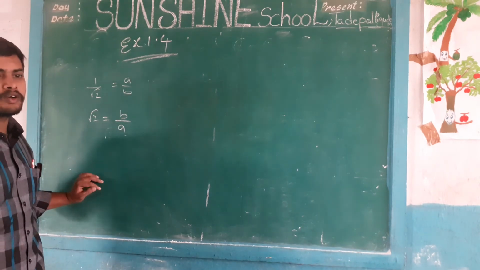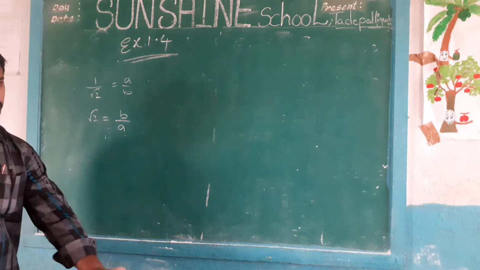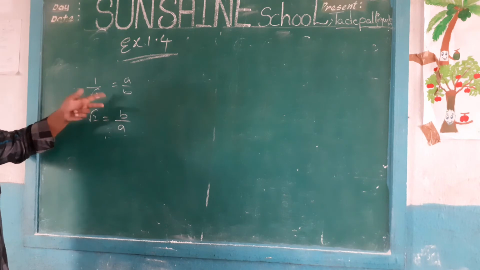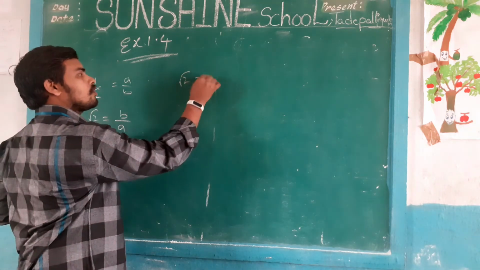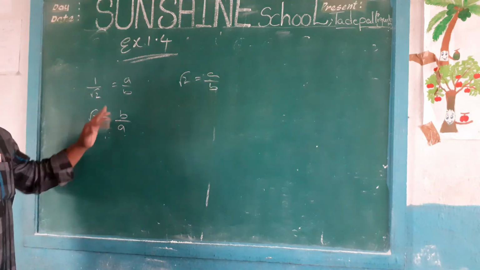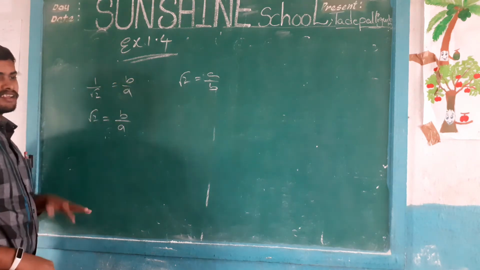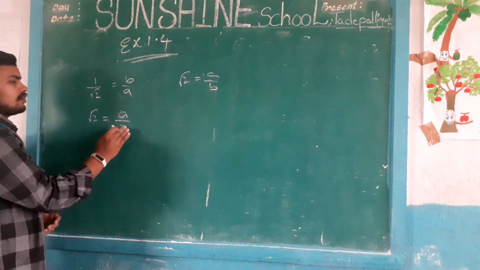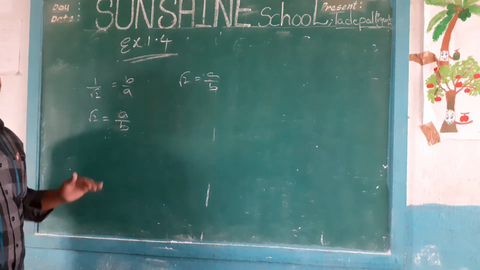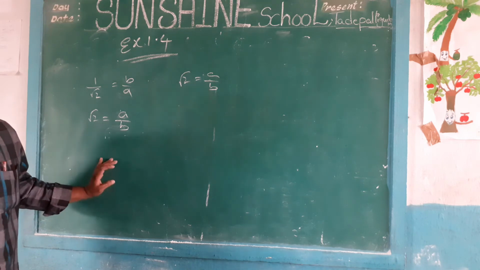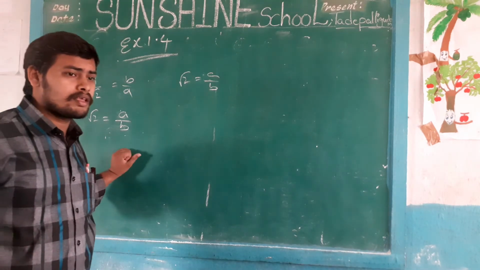The same process continues in the pattern of the example. How can we prove that root 2 is an irrational number? Same process here, but the numbers are different. Here root 2 equal to b by a, then reverse, a by b. Same process: root 2 equal to a by b. Copy and paste here. Next one.